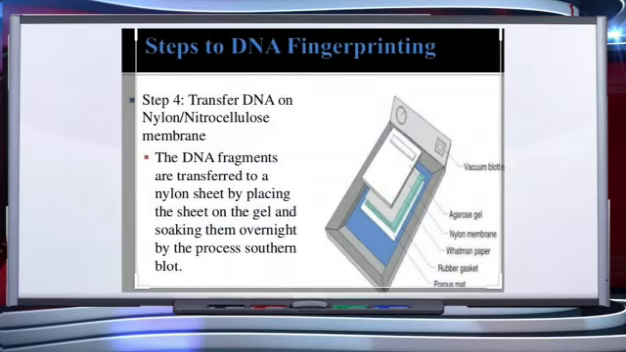Step 4. Transfer of DNA onto a nylon or nitrocellulose membrane. The DNA fragments are transferred to a nylon sheet by placing the sheet on the gel and soaking them overnight, by the process of Southern blot.